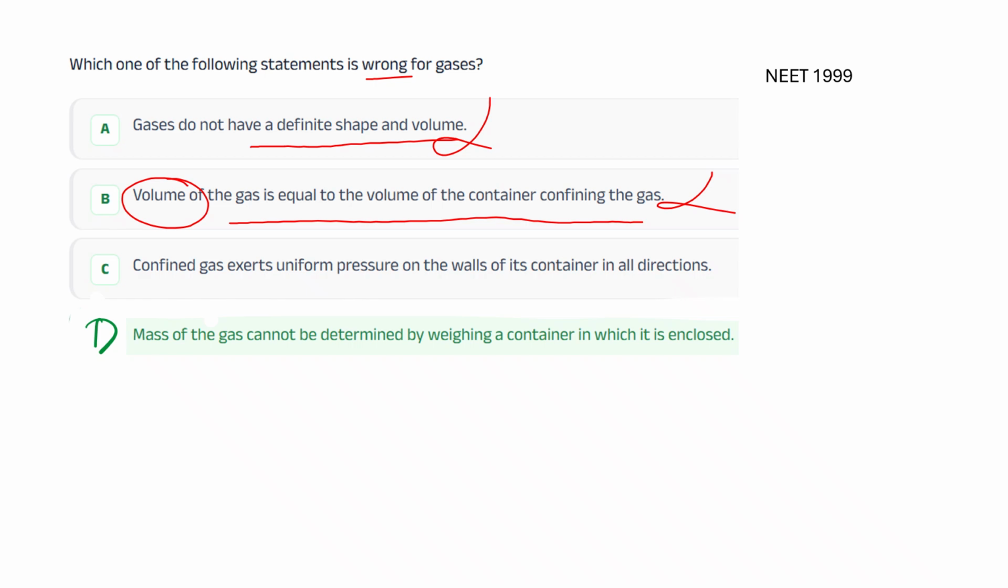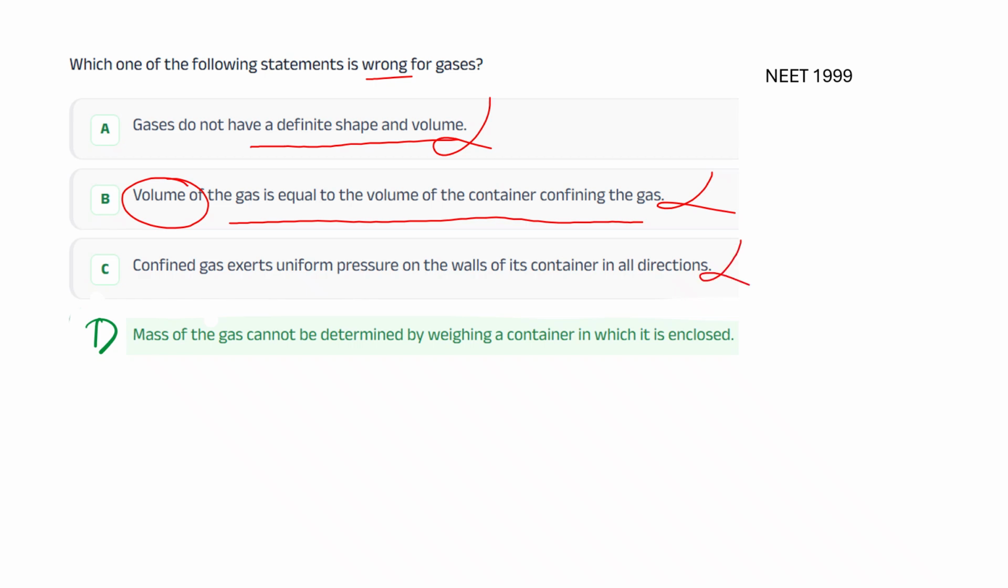Then option C: confined gas exerts a uniform pressure on the walls of its container in all directions. This is also a true statement, because gases always exert a uniform pressure on the walls of the container. This is not our answer.